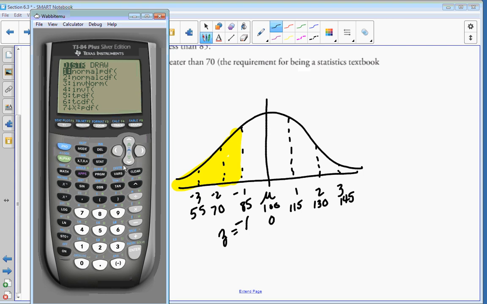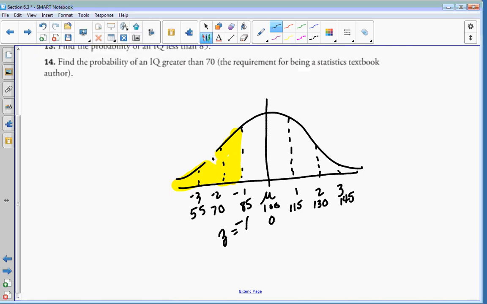Probability is area, so distribution, I have the z-score. I'm going down to the normal curve. I'm going to say all the way from the very end, and I'm going to go to the upper limit of -1. Then, of course, going to hit my enter button, and I'm going to find that the probability is 0.1587, or 15.87%. So there's not a lot of our population that have an IQ below 85. 50% are at 100 or less.